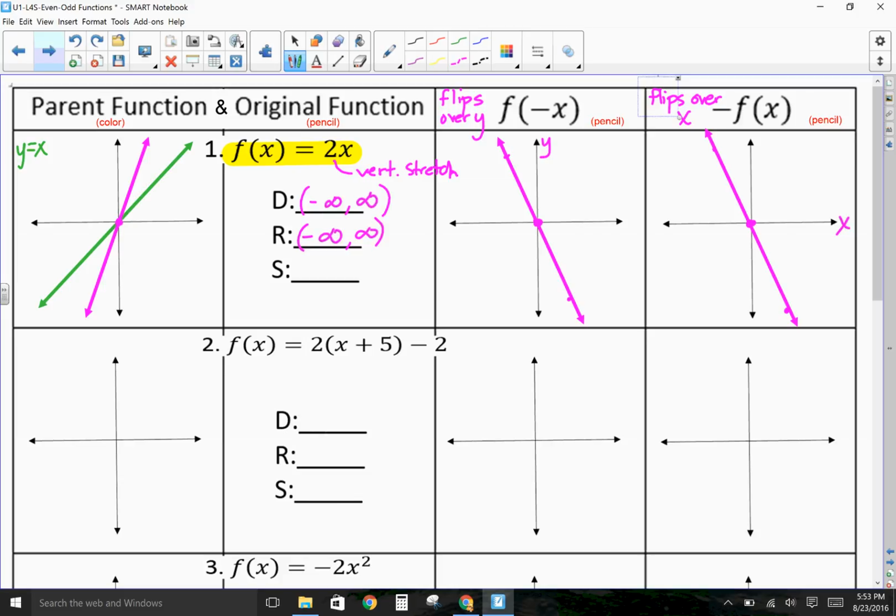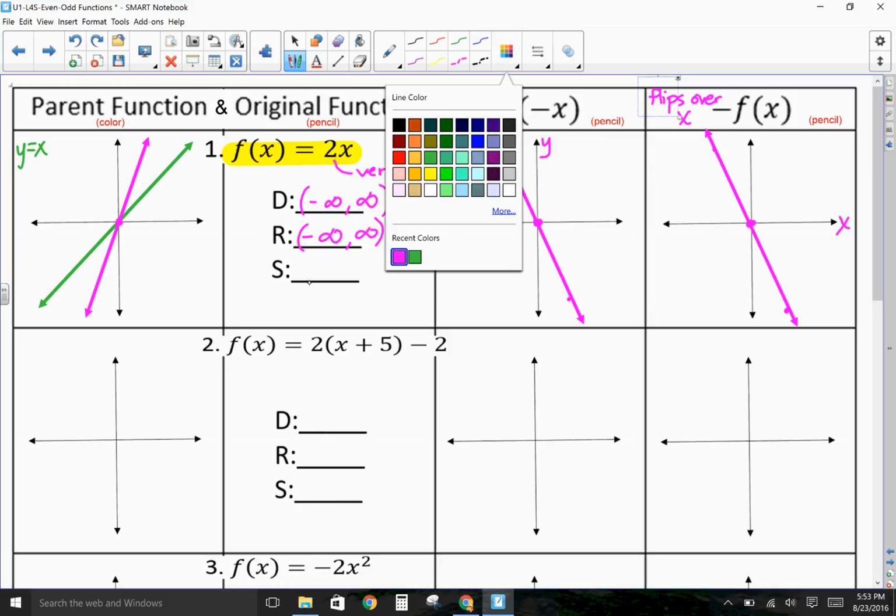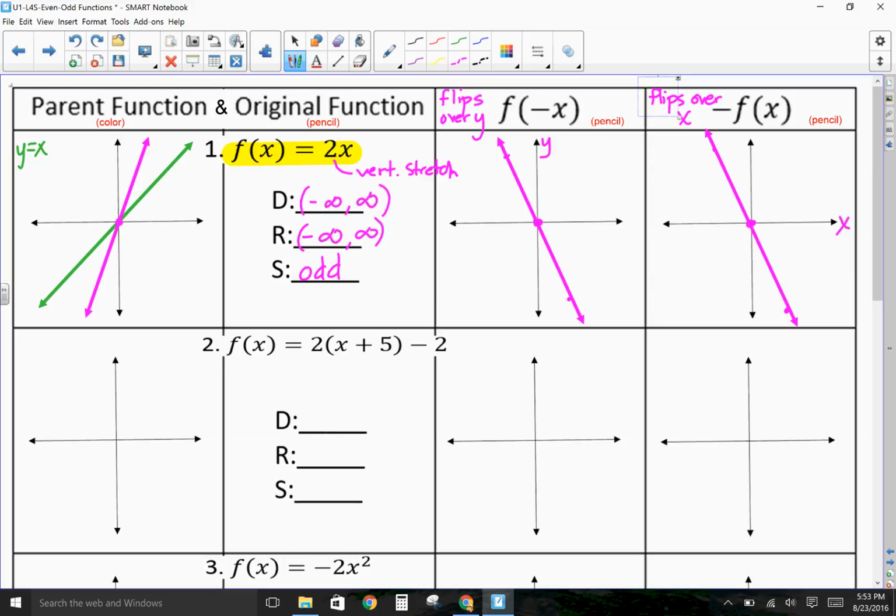So if I go back to my functions and I look, and here's number 2, does number 2 look like number 1? Hope you all said no. So it's not an even function. Does number 2 look like number 3? And it does, and since it does, then we have an odd function, or the symmetry of this function is what we call odd.